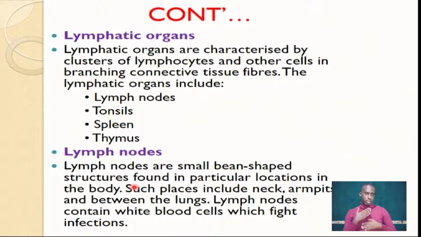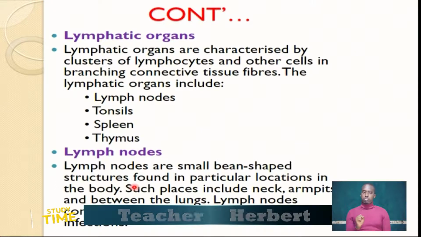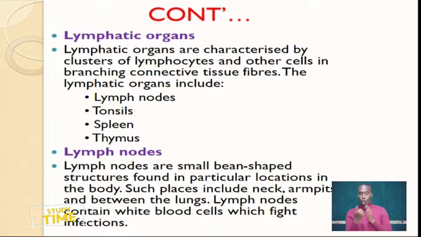Let's go through the lymphatic organs. We talked about a number of lymphatic organs. I talked about the lymph nodes, the tonsils, the spleen, the thymus, without forgetting adenoids. Adenoids, I have not mentioned, but they are also part of the lymphatic organs. These are all organs that can produce what you call lymph fluid.